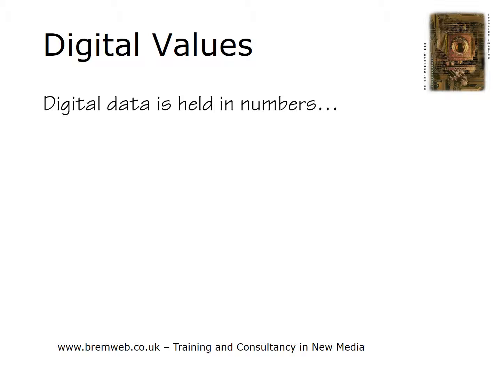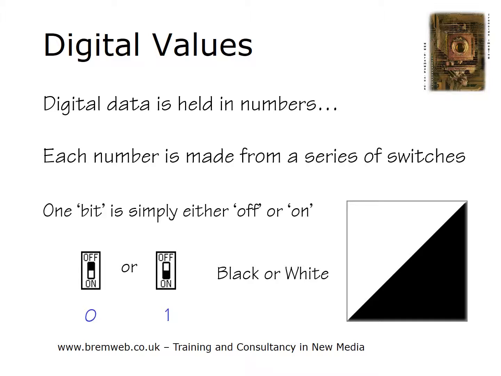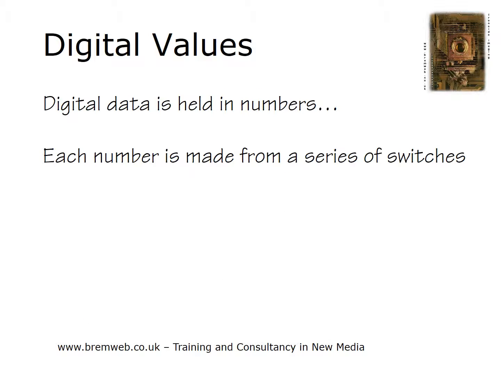Now, a computer has to use digital values, and that really means it can only use a set of switches, where it's either on or off. That's all a computer at its most basic can tell. So in terms of an image, it is saying that an image can either be black or white. If there's only one bit of information, then that one bit can only say whether the image is black or white.